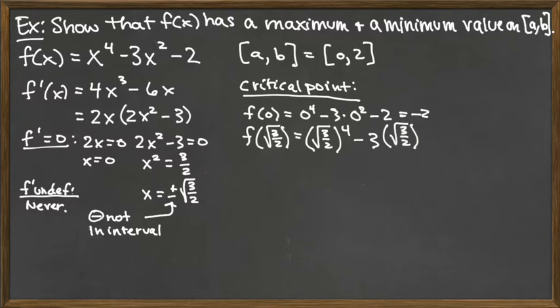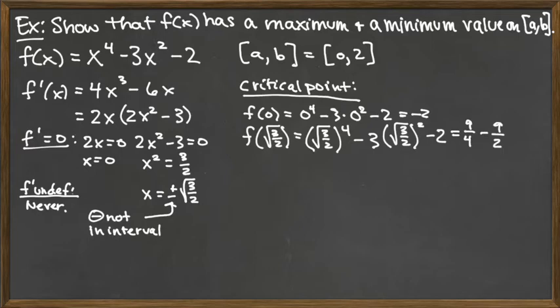We plug in the root 3 halves to our polynomial, and we see the 4th power is really squaring it and then squaring it again. The first squaring would undo the square root, and then we square it again, leaving us with 9/4 for the first term. For the next one, it's 3 times, and then the square root and square cancel each other out. And so we're looking at minus 3 times 3 halves, so that would be minus 9 halves.